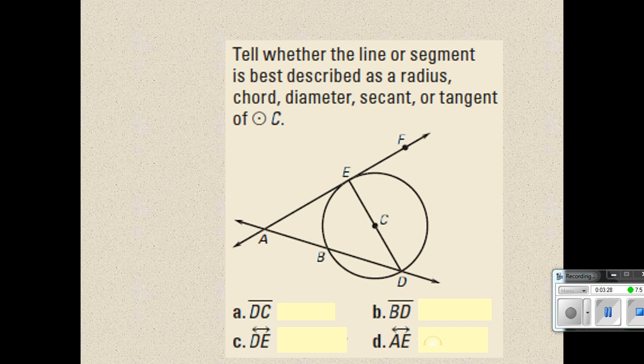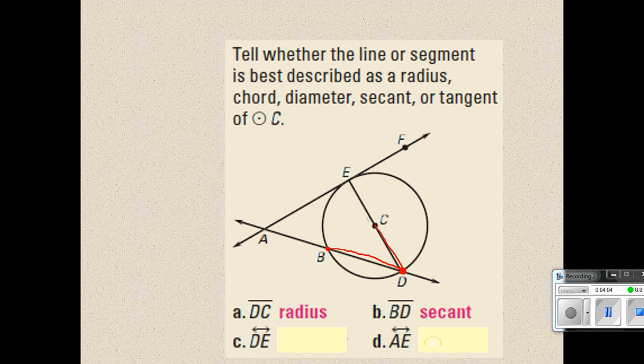Now you're going to tell me whether the line or the segment is best described as a radius, a chord, a diameter, a secant, or a tangent for circle C. Now we call it circle C because the center is point C. So this is circle C. All right. Segment DC would be a radius. So D to C, that is a radius. Segment B to D, that would be called a chord.